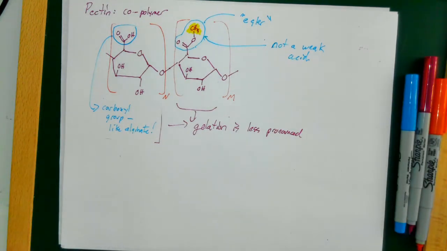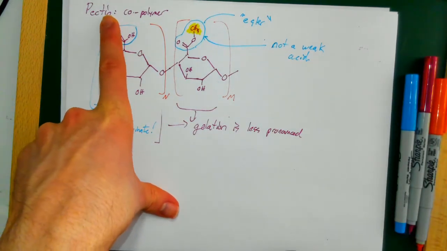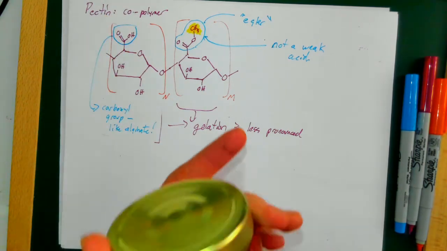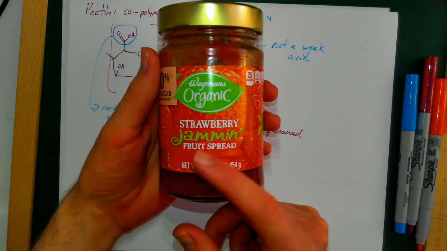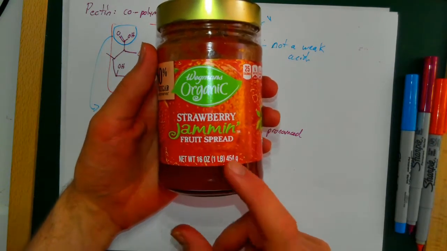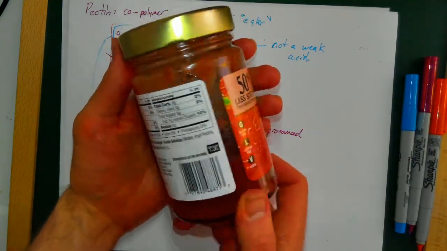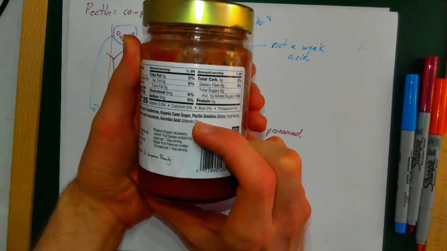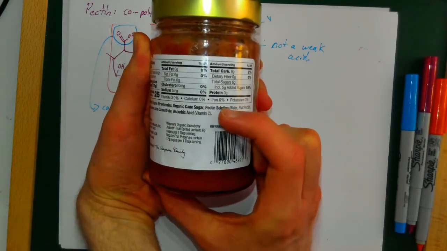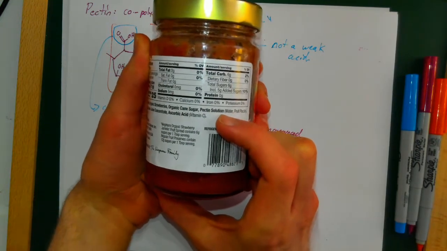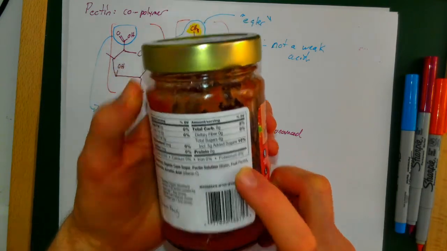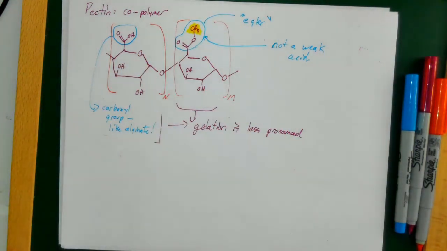So where might you have encountered pectin? Well, pectin is a polysaccharide that exists naturally within plants, and in particular it exists within fruit. If you've ever had some fruit jam, for example this strawberry jam right here, and you look at the ingredients on the back, you might come across pectin solution as one of the ingredients. And the pectin solution is made of water and fruit pectin. That's basically what's going on right here.